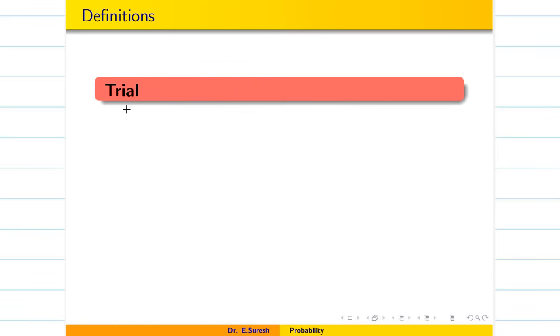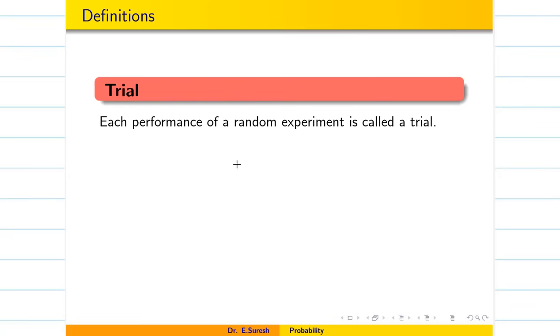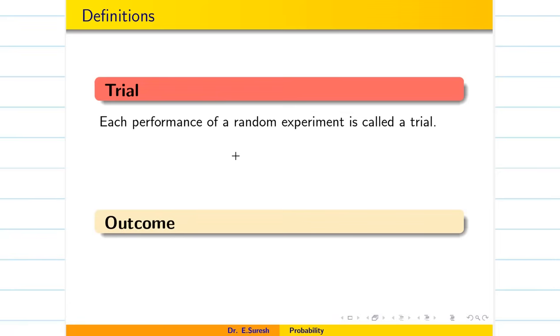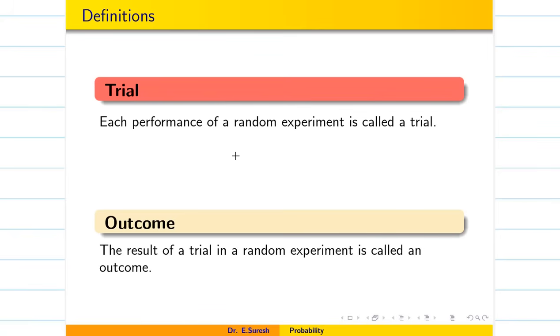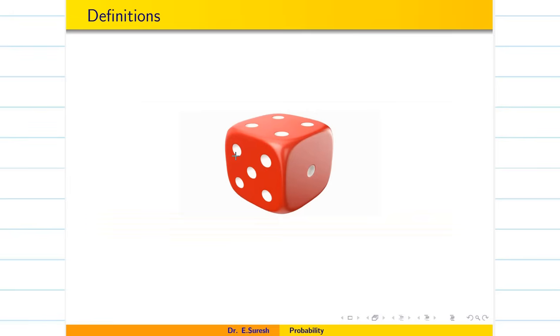Let us go to the concepts. Trial. What is meant by trial? The performance of a random experiment is called a trial. So when you throw a coin or when you throw a die, the first time is a trial. If you throw a die 5 times, each time you throw is called a trial. When you throw a die, you are going to get a number, 5 or 6 or 3 or 2, and that is called an outcome. The result of a trial is called an outcome.